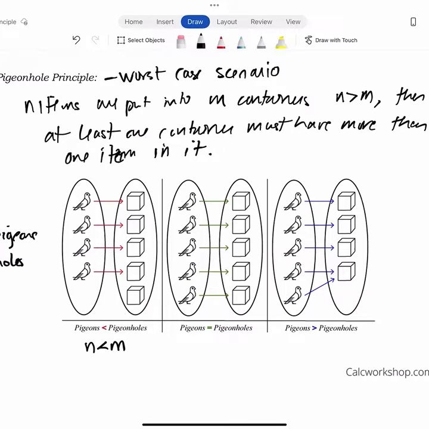In the second case, there are 5 pigeons and 5 holes. If they want to, every pigeon could go in its own hole. That's not to say that it's going to happen, but in the worst case, every pigeon could go in its own hole. So the items is equal to the holes.